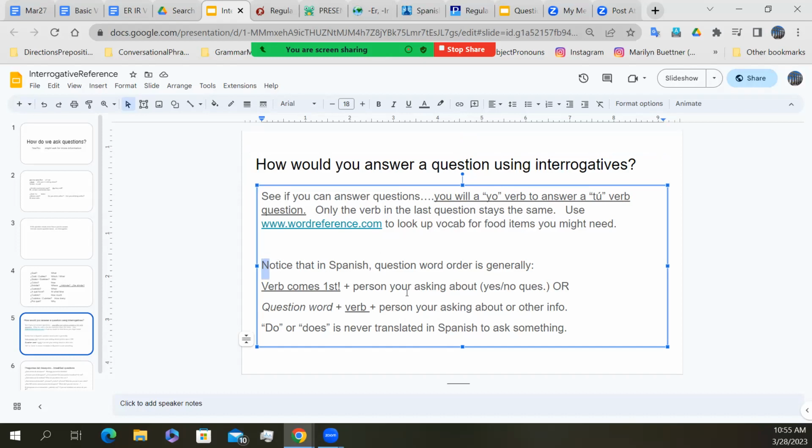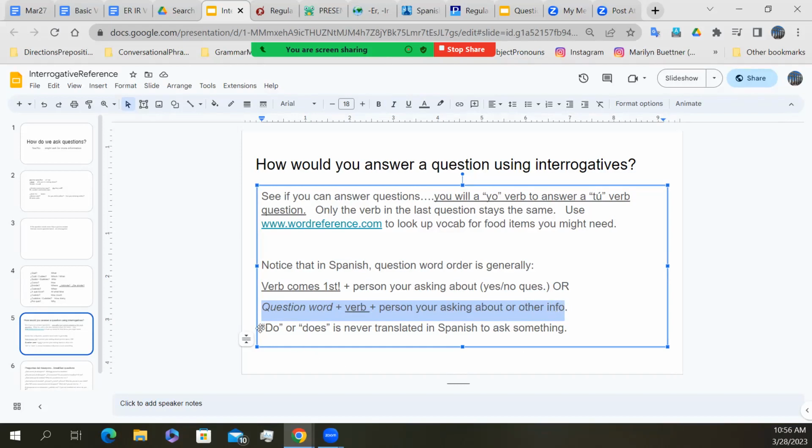In Spanish, when we ask a question, the word order is generally, in a yes-no question, the verb comes first, right? Or here's what we're going to take a look at. The question word, not the question verb, because it's not a verb. The question word will come up, and then we're going to have a verb next to it, next to the person you're asking about or the other information, right?